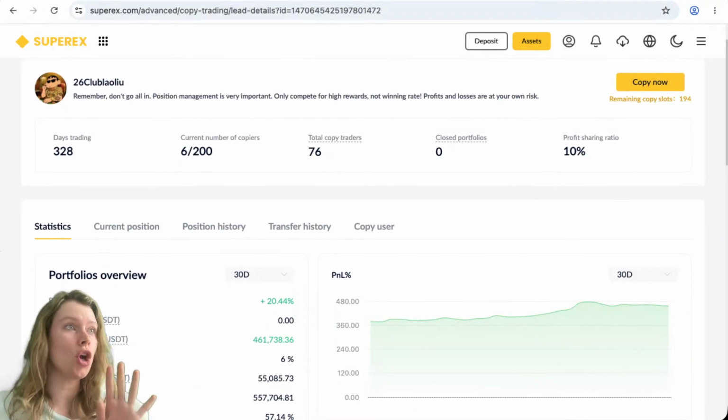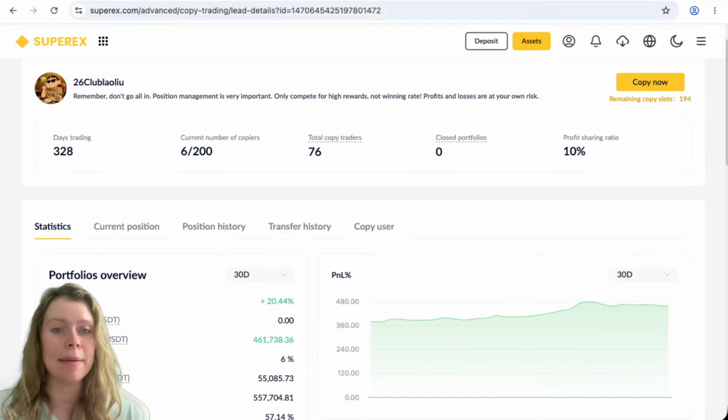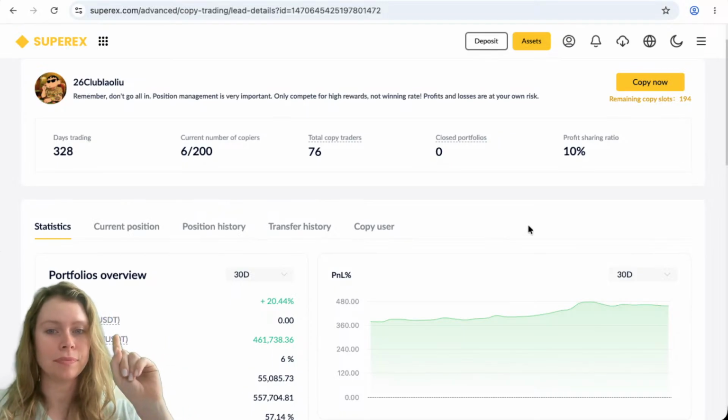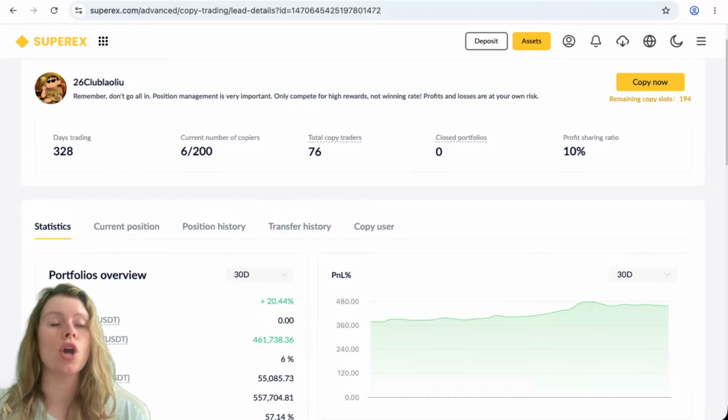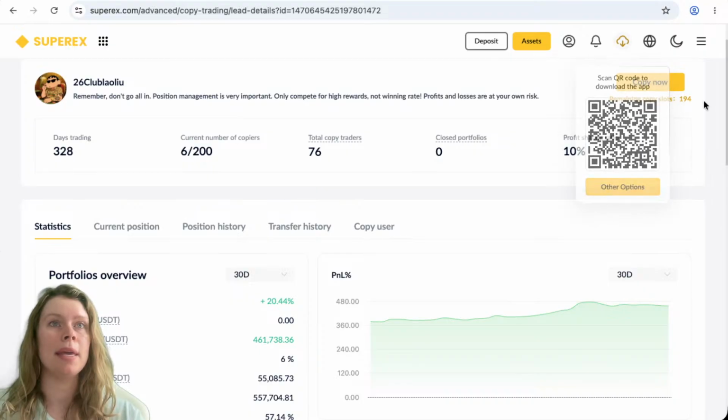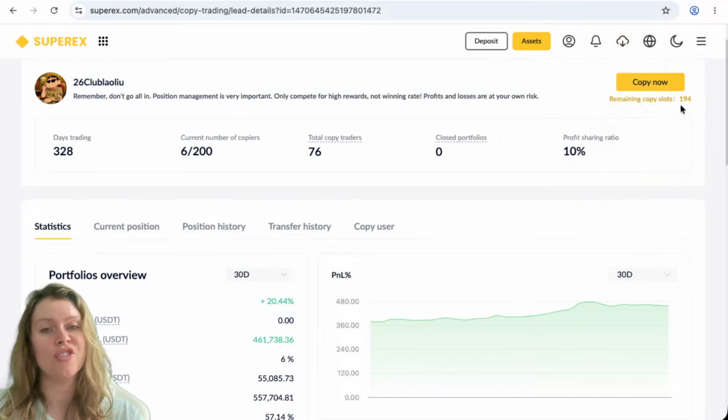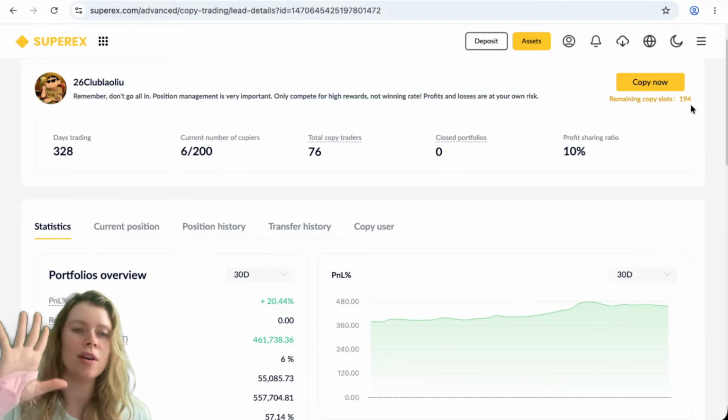All right, so I've clicked on their name, and this is the page that has come up, okay? So number one to look at, on the top right, big yellow copy now button. That one's just up here. Remaining copy slots 194. So we'll get there in a second.